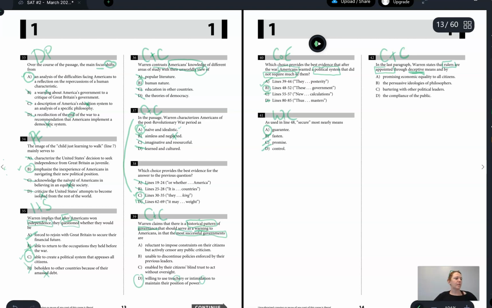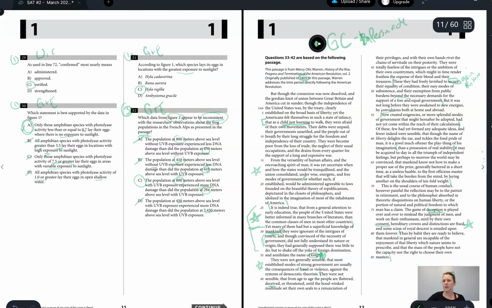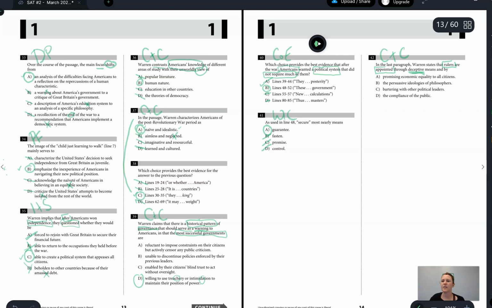Last one, number 42. Warren states that rulers are appointed through deceptive means and by. So we need something about lying or deception. Oh, we found that here. The game of deception is played over and over to mislead the judgment of men and work on their enthusiasm until by their own consent hereditary crowns and distinctions are fixed. So by their own consent, rulers are appointed. So consent. Oh, look, compliance.